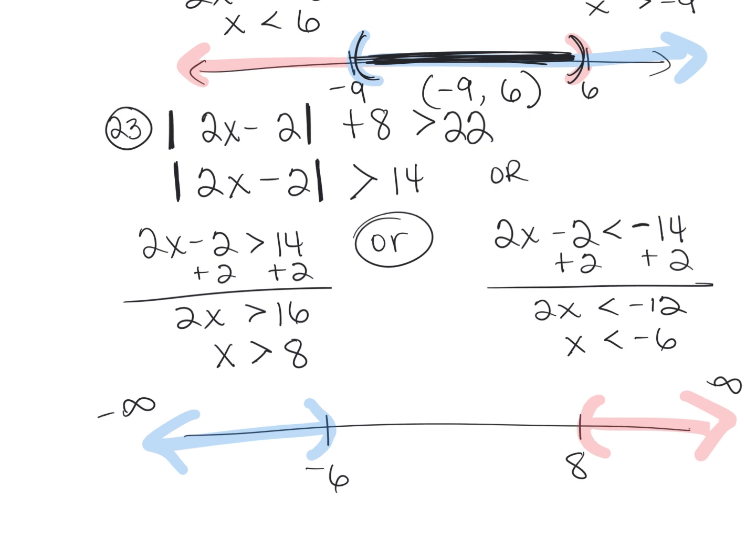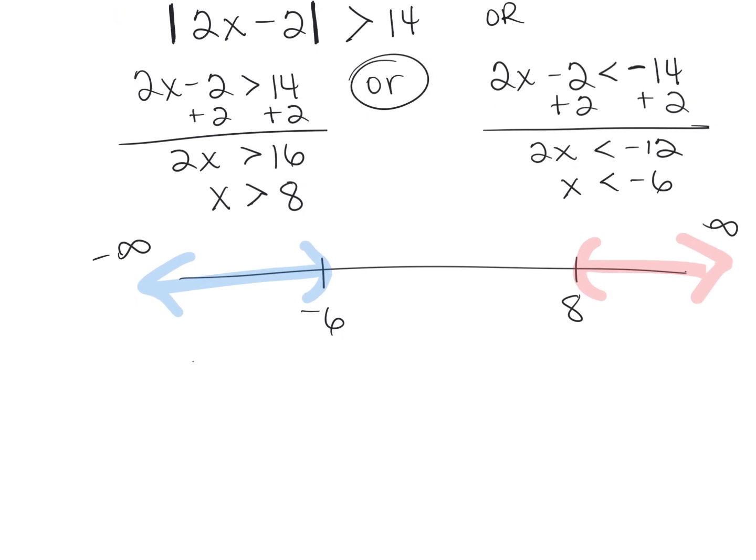Put your infinities on that number line, and then you read it from left to right. So you have negative infinity up to -6, but you use a parenthesis. Union, because there's another section. You pick back up at 8, and you go off to infinity. So you have to have, again, the number line and the interval notation.